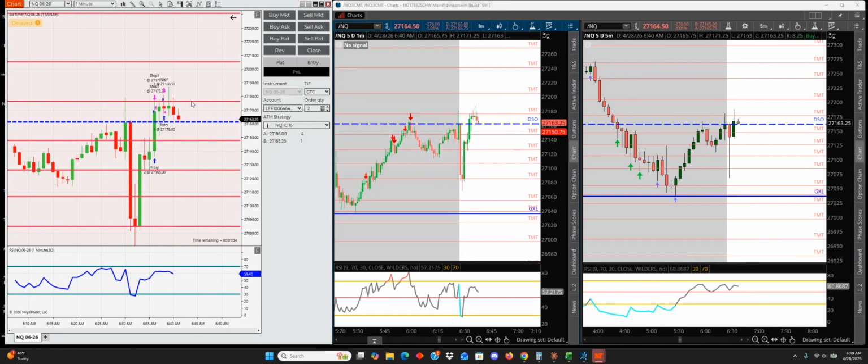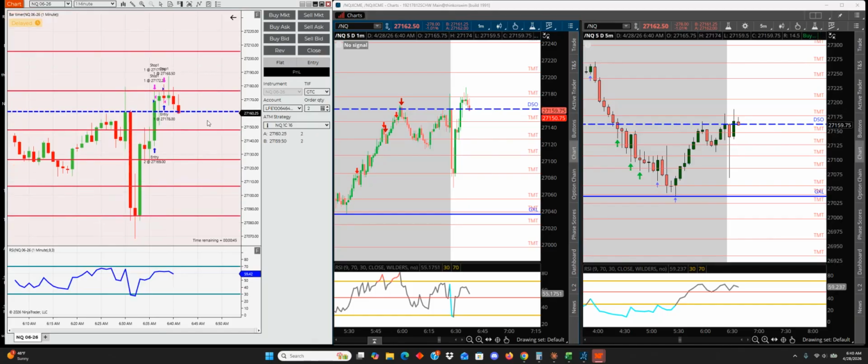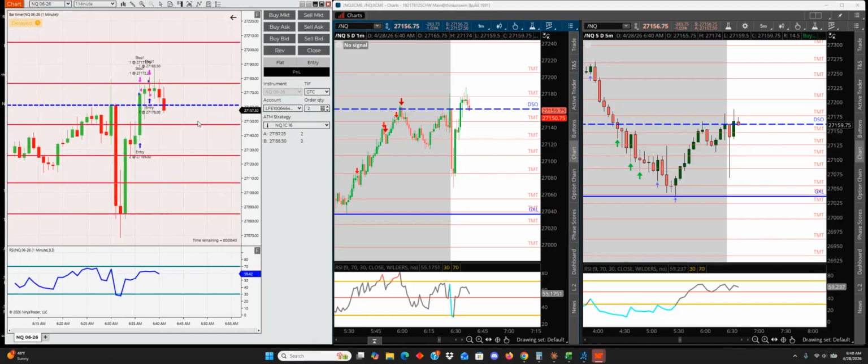See, this level is still acting as resistance. So now it's touching the day session open, and let's see what's going to happen, because this day session open could always act as resistance and support. In this case, it's coming from above, so it's support. If it breaks, then it could go lower because we've already had a pretty big swing right here.